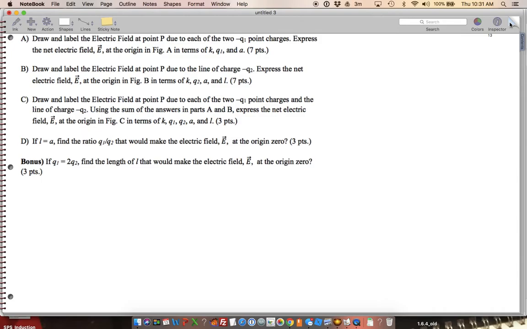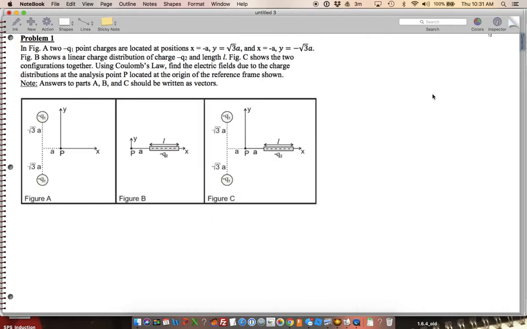And then it wants us to set the charges equal and then find the length that would make the electric field at the origin 0. So let's start with part A. First we need to draw the electric field at point P due to these two charges.